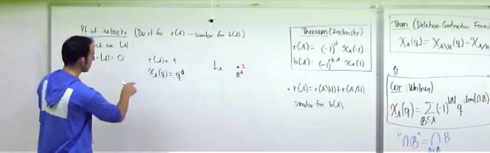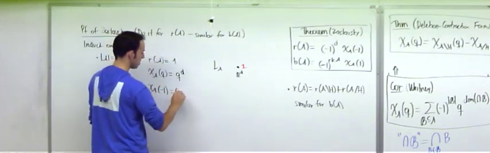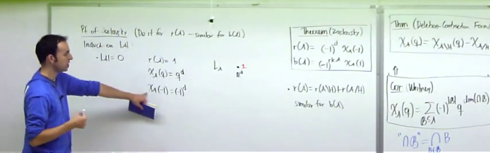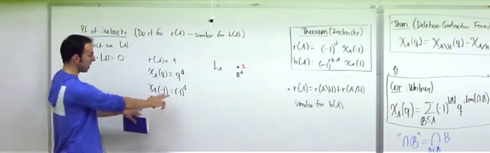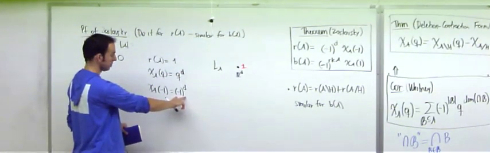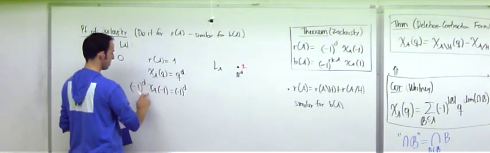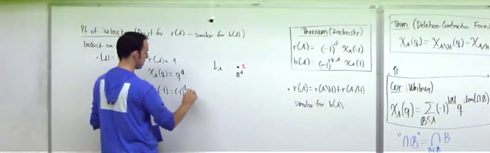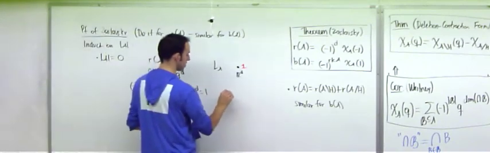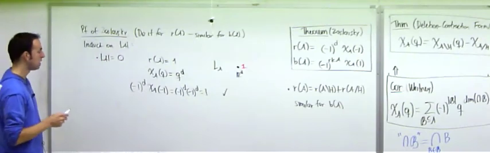Okay? So when you plug in -1, you get (-1) to the d, which is almost the number of regions, but it's off by the sign. And the correction factor to get the right sign is (-1) to the d. Right, so let's put that (-1) to the d. (-1) to the d times this is (-1) to the d times (-1) to the d, which is 1. And so that checks out fine. Okay, so the base case is fine.